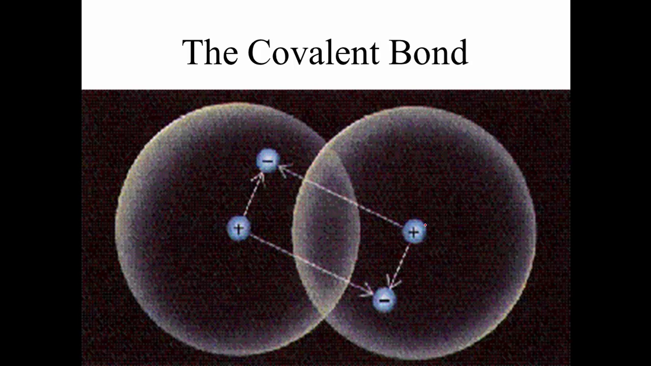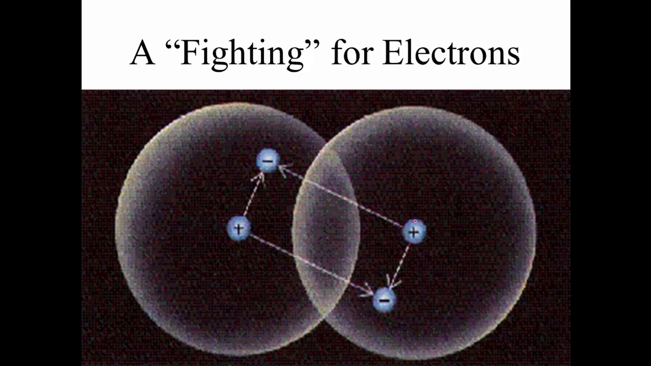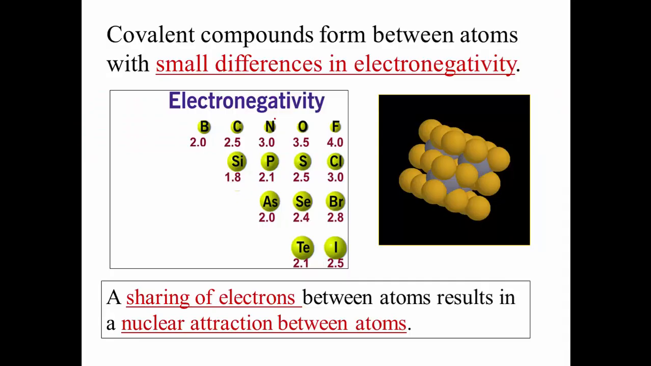That covalent bond is really a fighting for electrons. We call it a sharing, but really this nucleus wants this electron and it wants its own, and this nucleus wants this electron and wants its own. So they pull the two nuclei together, and it's that overlapping of those orbitals that causes that bond. So you're looking at nonmetal elements creating these covalent compounds because of small differences in their electronegativity.